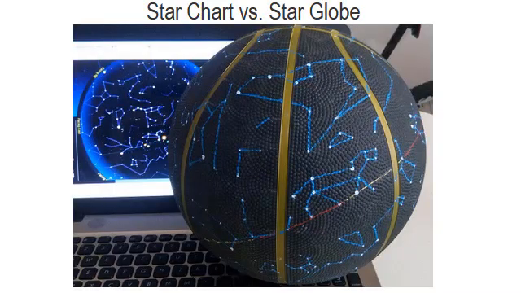If you compare a star globe with an online star chart, you will see that your basketball has become a guide to the night sky. The stars that will be visible after sunset are to the left of the position of the sun on the ecliptic. The stars that will be visible before sunrise are to the right of the position of the sun.